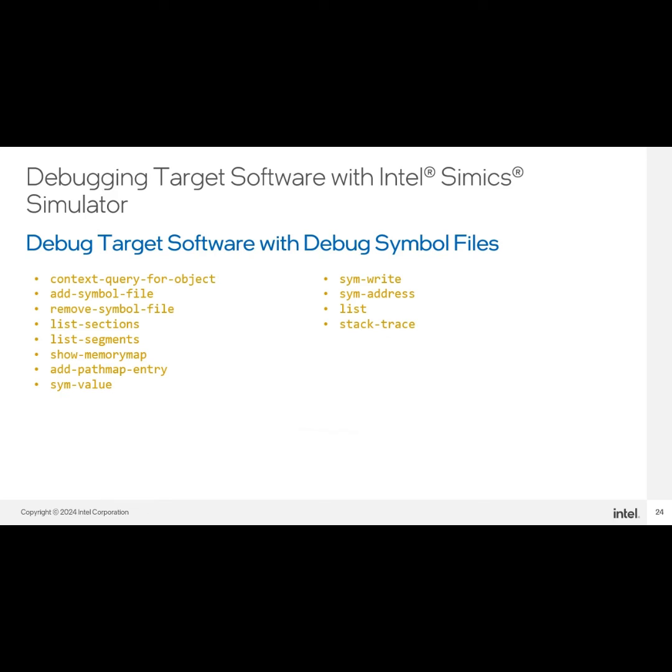The commands shown are to load a symbol file to a simulation, remove the mappings, and obtain information about a symbol file, among other features regarding debugging. To learn even more about the commands and how to debug target software, go to the links and resource section provided.